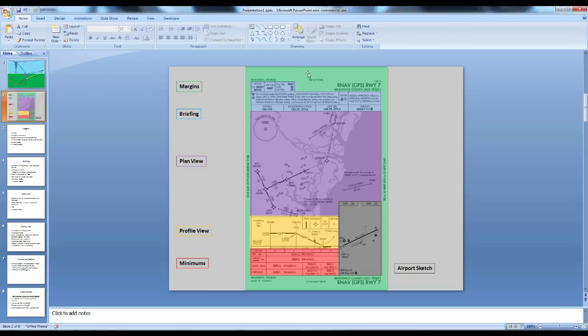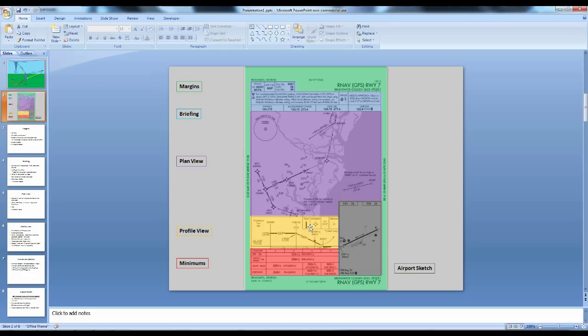Alright, so let's look at the different sections of the approach chart. We have the margins, the briefing section, highlighted in blue. Margins are in green, briefing's in blue. Plan view is in purple here. Profile view is in orange. Minimum section is in red. And the airport sketch I've put here in a dark gray, kind of blackish color.